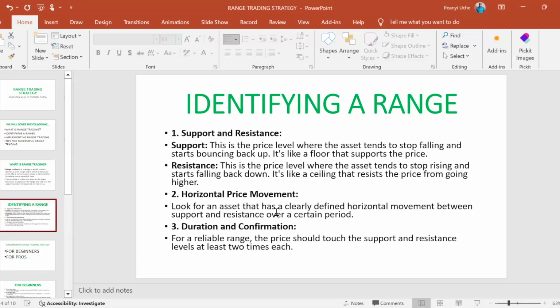Now, the support: as you are sitting down, I believe you're sitting down and participating in this webinar, your chair is on the floor. Your feet are on the floor. That floor there becomes your support. All right. And if you look up, there's a roof above you. That roof is your resistance. If you want to jump up, by the time your head gets to the roof, it hits the roof.